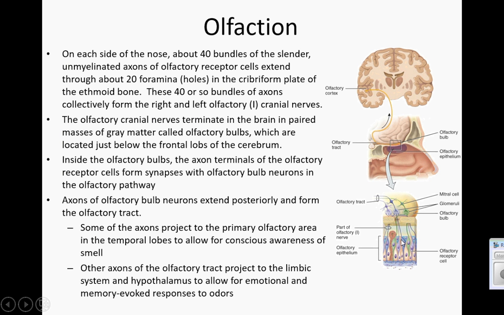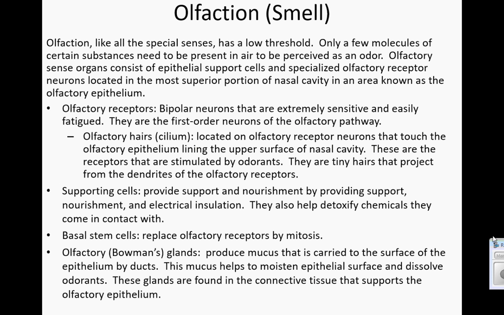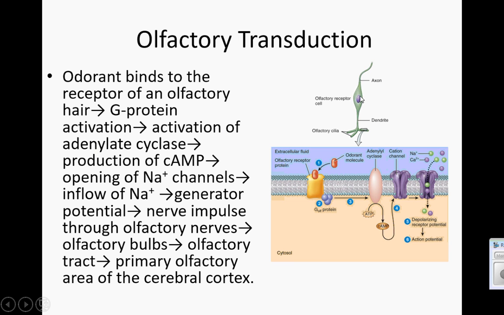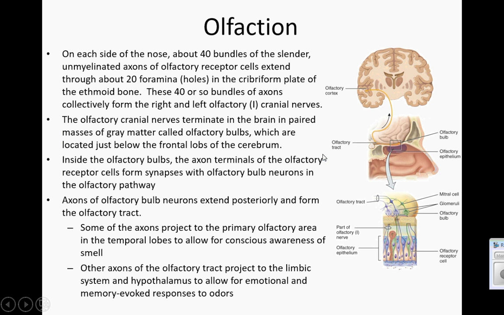Olfactory epithelium is home to 3 cells. The most important ones are these olfactory receptor cells. These are the actual first order neurons. These are bipolar in structure. Guys, remember bipolar is where the cell body is located in between 2 long axons. Here we can see a singular bipolar neuron cell body here, axon on one side, dendrite on the other side.